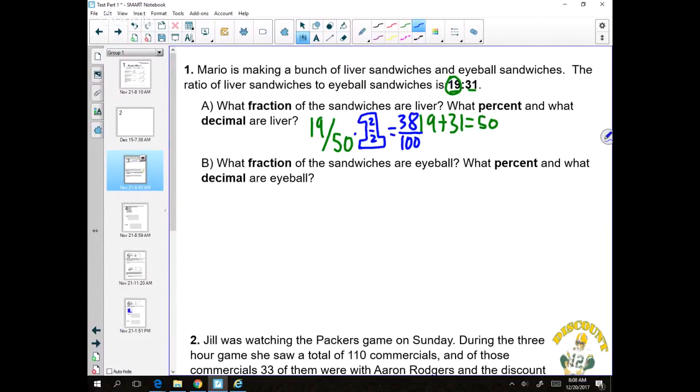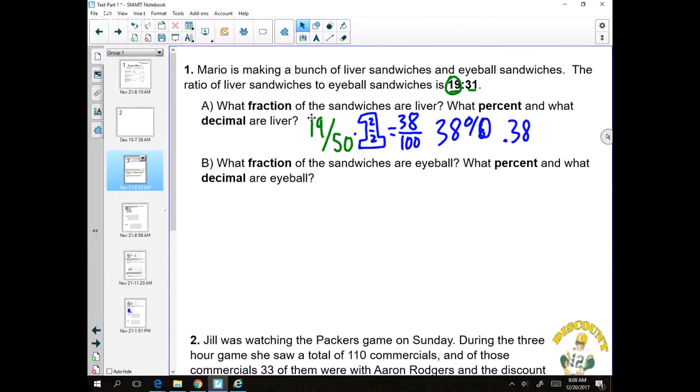Now remember, our percent is always out of 100. So I'm going to erase this real quick. So 38 out of 100 is the same as 38%. Oops, percent, right? Which is the decimal 0.38. Okay, because that means 38 hundredths. That's the same as our fraction, right?